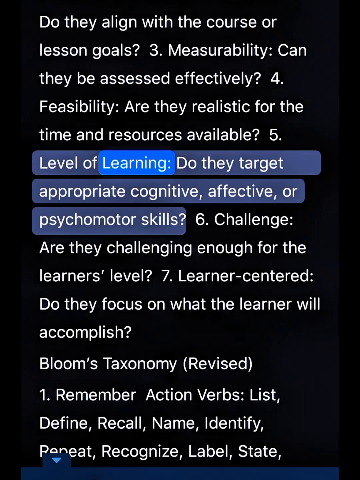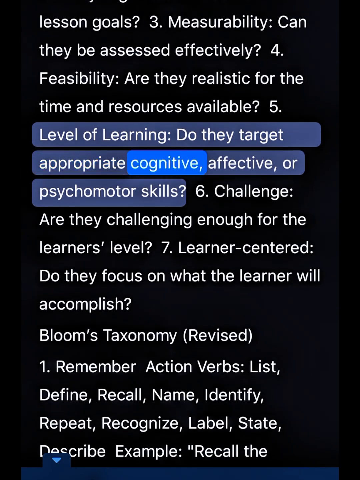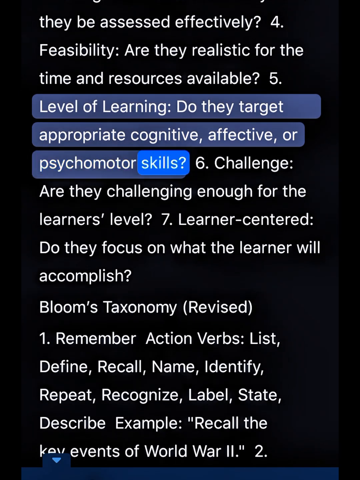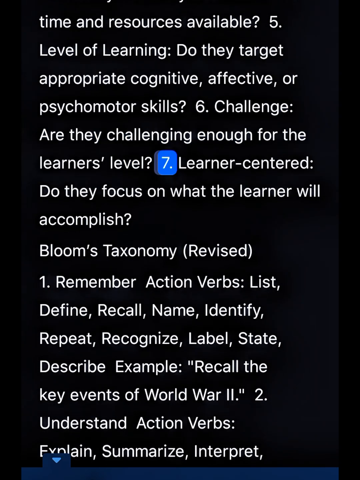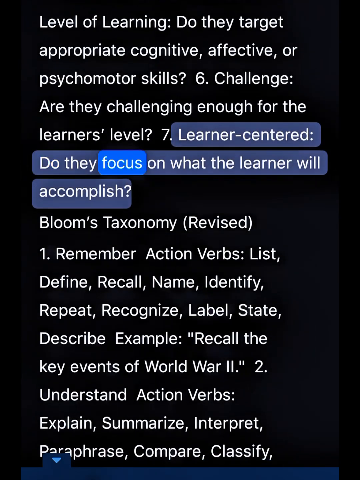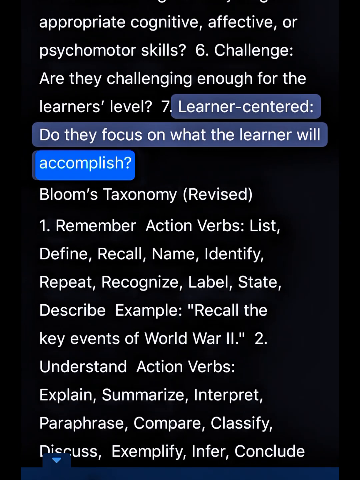5. Level of learning, do they target appropriate cognitive, affective, or psychomotor skills? 6. Challenge, are they challenging enough for the learner's level? 7. Learner-centered, do they focus on what the learner will accomplish?